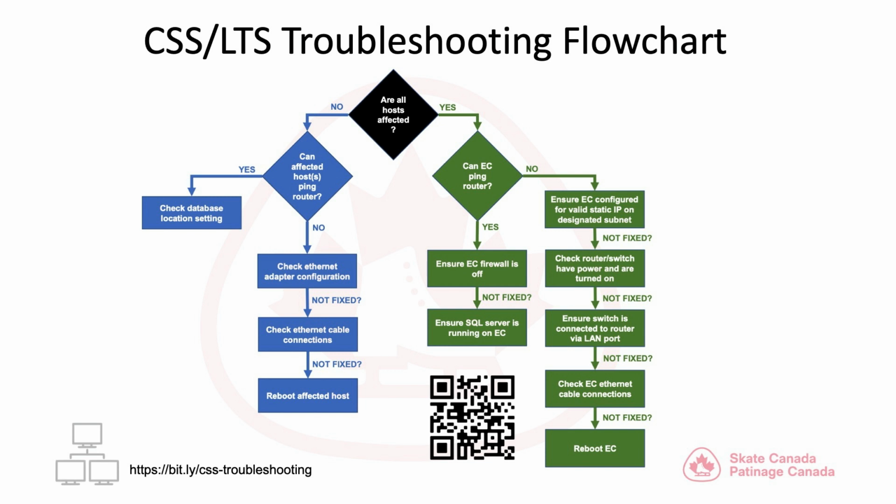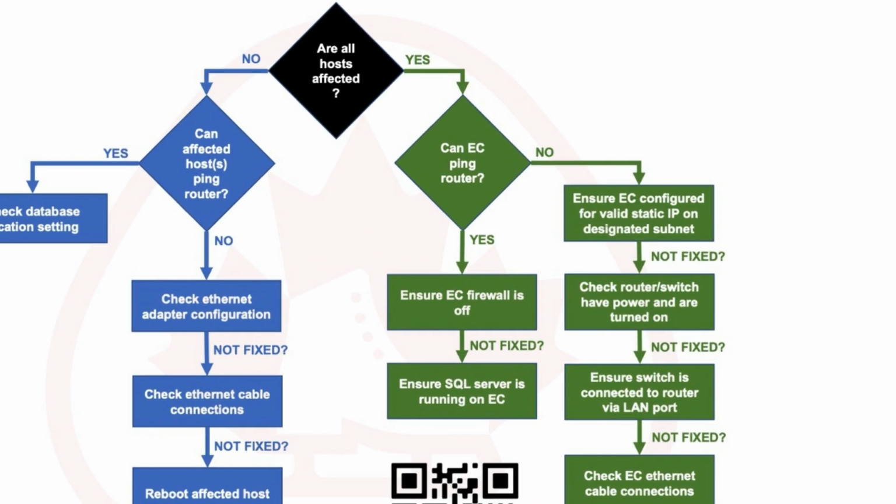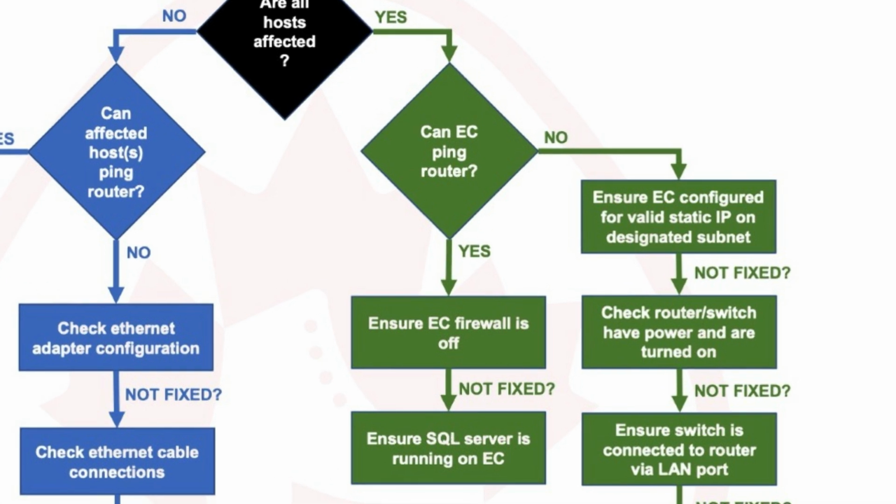So working from the top down, you should first determine whether or not the problem affects all connected hosts. If yes, then you'll follow the green path on the right. So the next thing to check is whether the EC can ping the router. If yes, that rules out a lot of possible problems, and the most likely remaining issues are the firewall and the SQL server.